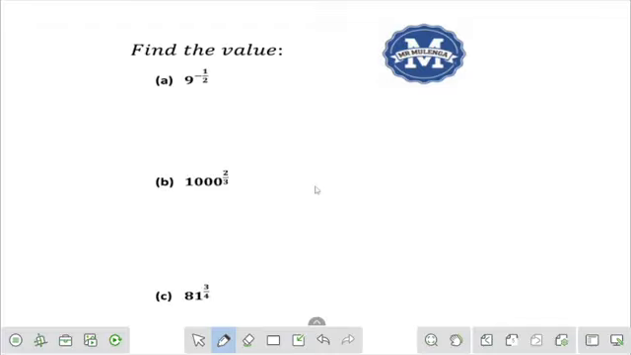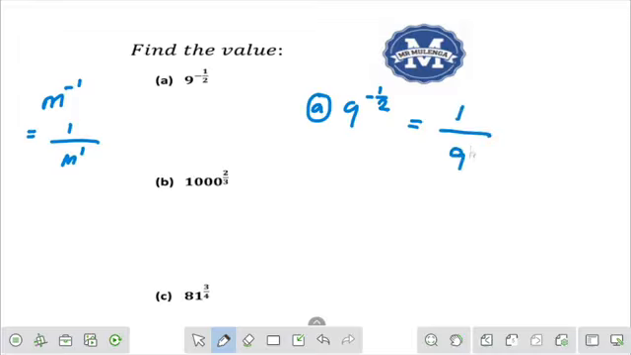For question A, we have 9 raised to the power of negative a half. Since we have a negative exponent, we are going to make it a positive power. Recall one of the laws of indices: if you have m raised to the power of negative 1, we can rewrite this as 1 over m raised to the power of 1. The same principle applies here, so I'm going to write 1 over 9 raised to the power of positive 1 over 2.